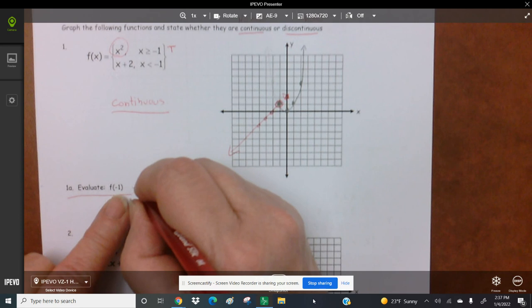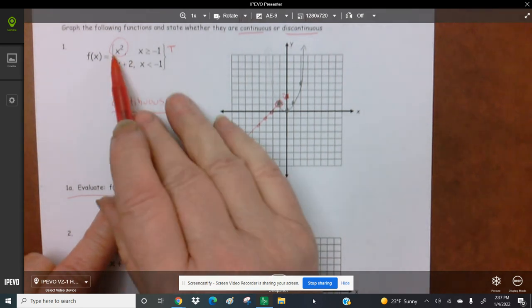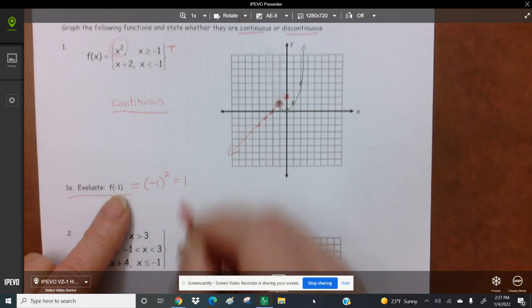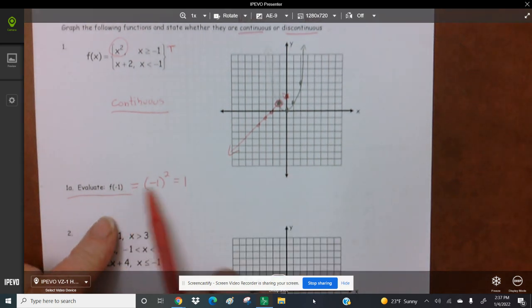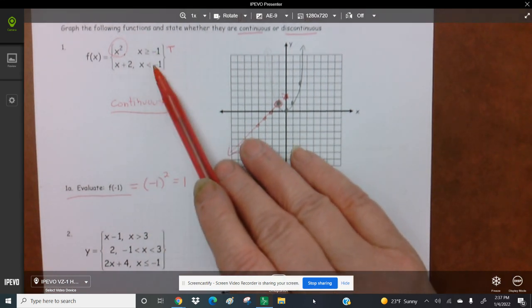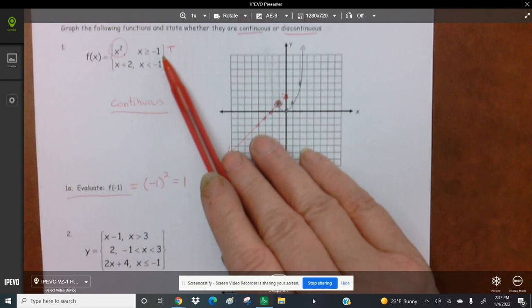So I would say f of negative 1, I'm going to put negative 1 in for x. I have to square it, and I'll get out 1. So f of negative 1 equals 1. So basically, you're going to choose which function is true based on the restrictions given.